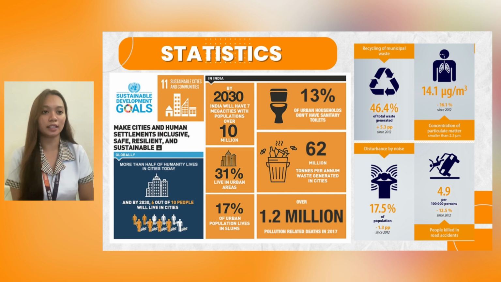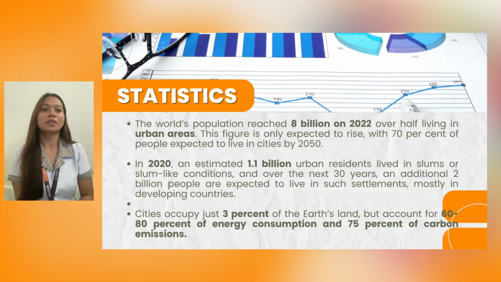Pollution and mortality. Pollution-related deaths in 2017 reached over 1.2 million. The world's population reached 8 billion in 2022, with over half living in urban areas. This figure is only expected to rise, with 70% of people expected to live in cities by 2050.